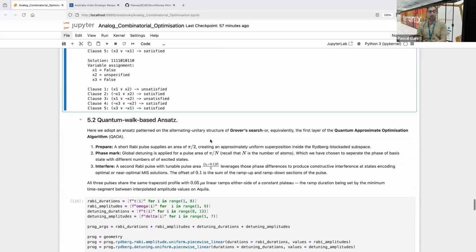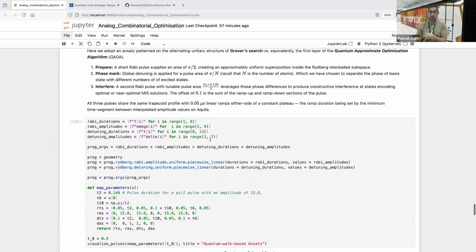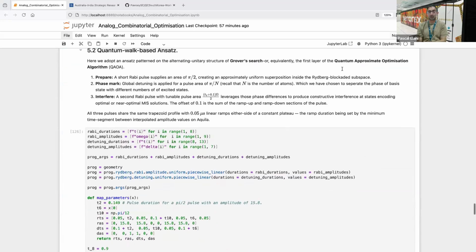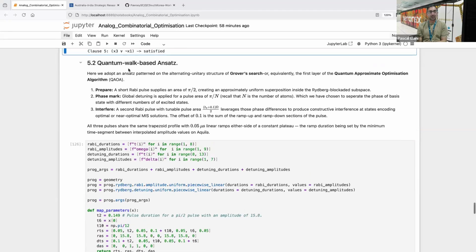So that's one approach. Another approach that we're looking at in research comes from Grover's search. You're looking at an ansatz adapted from the alternating unitary structure of Grover's search, or the quantum approximate optimization algorithm. Specifically, this is a quantum walk-based ansatz, and this is a very different approach. We're not necessarily looking at adiabatic evolution, which will definitely guarantee that you get pretty good results. We're trying to see if we can shorten the time and get better results out of different approaches.